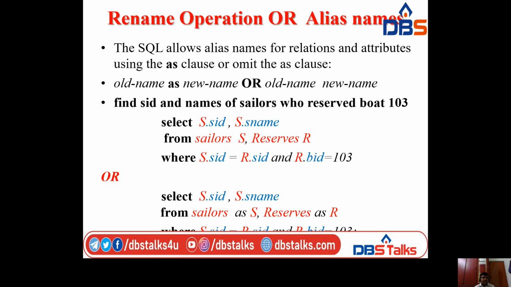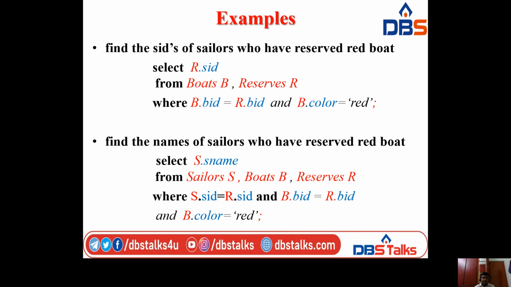Now coming to this one, this is also another example. Now some more examples. Find the sids of sailors who have reserved a red boat. Here you are using boats as well as reserves. From boats we are taking the color and then comparing it with reserves. By using reserves and boats, we can extract all the things.